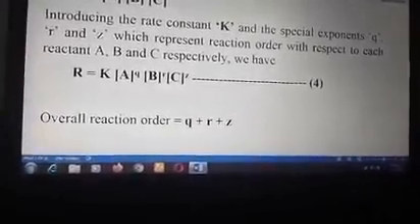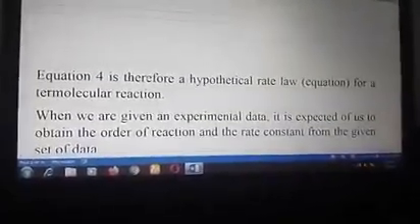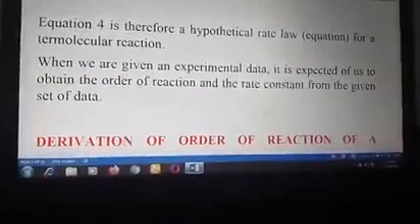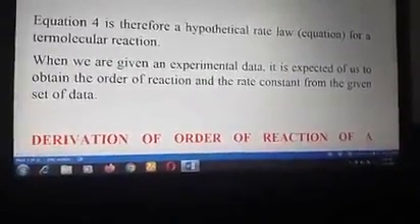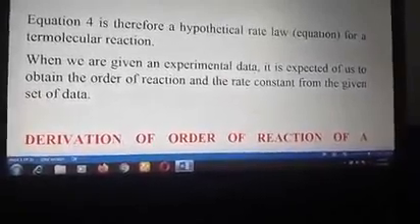Overall order is obtained by adding Q, R, and Z all together. So equation 4, which we have explained, is the hypothetical rate law for a termolecular reaction. So when we are given experimental data, it is expected of us to obtain the order of reaction and the rate constant for the given set of data.